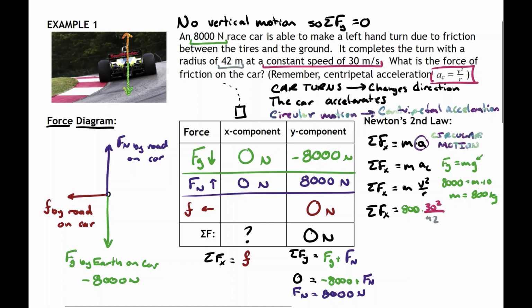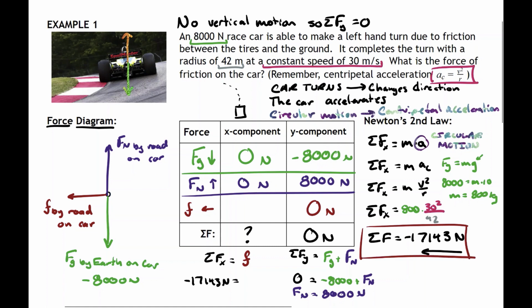If we do the math, I think we'll find that the net force is equal to negative 17,143 newtons. Because we know that force acts to the left, that should be a negative net force. Because our net force equals the frictional force, this negative 17,143 newtons will also be the frictional force.